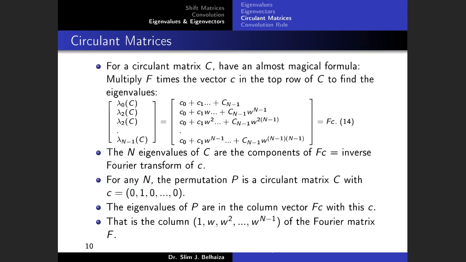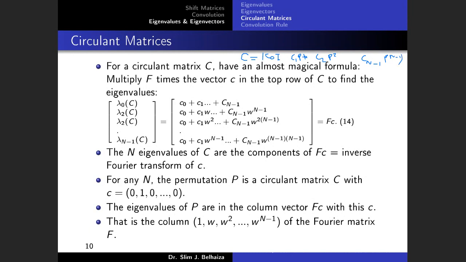Now, what about circulant matrices? For a circulant matrix C, again, a reminder, a circulant matrix is composed of powers of P. So C is in fact C0 I plus C1 P, plus, and on the next position you have C2 P squared, till you reach the last item, which is C(n minus 1) P to the power n minus 1. Okay, so this is a circulant matrix.